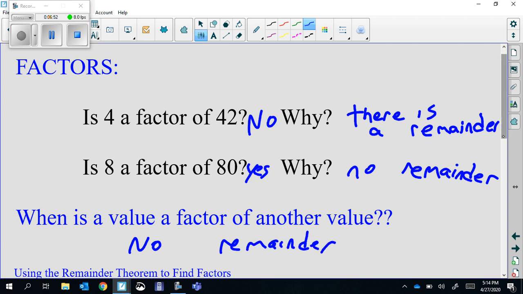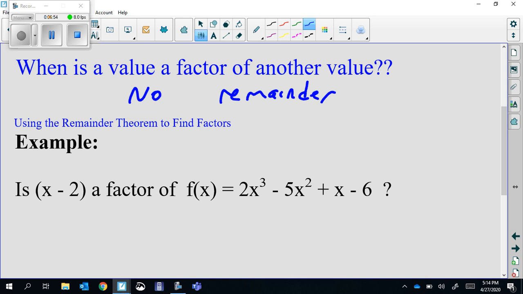So if we use the remainder theorem, that means that we divide, we get no remainder, which means we divide, it goes in evenly, same sort of thing. So is x minus 2 a factor? Well, x minus 2, remember if we're dividing by x minus 2, we're actually doing synthetic division with a positive 2 on the outside.